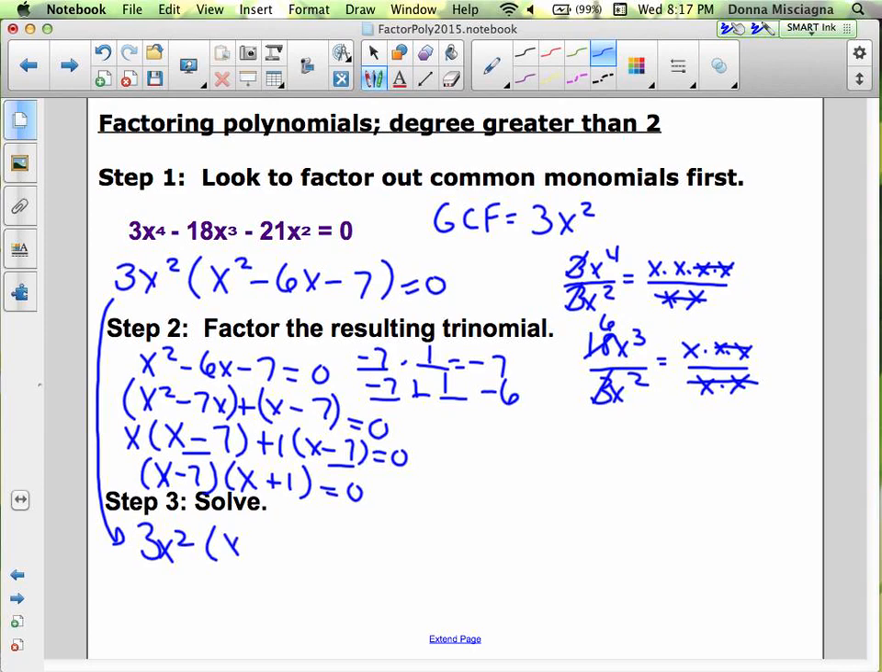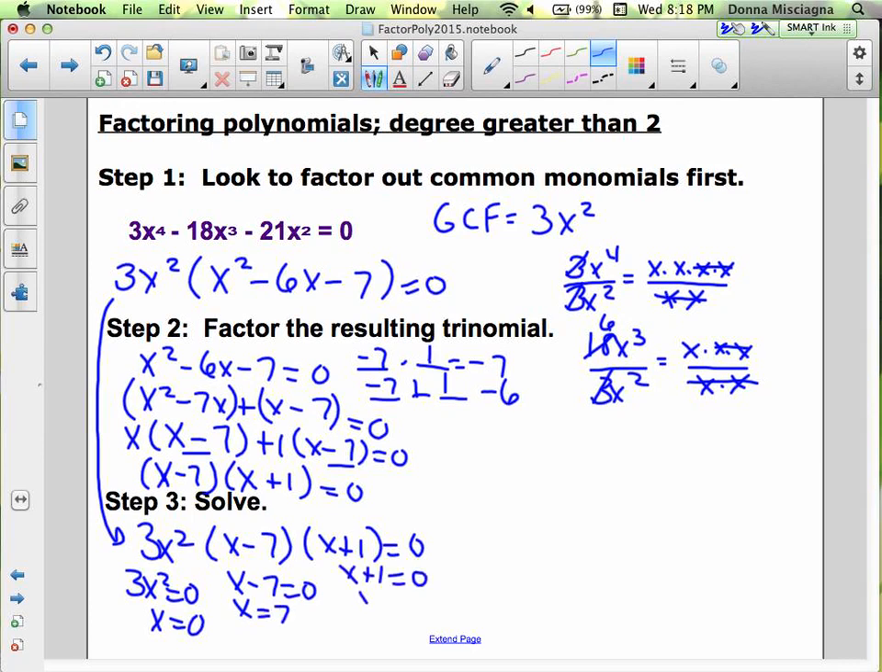So now we can set our factors equal to 0 and solve. The only new thing is we had to factor something else out first. So 3x squared equals 0. Well, you divide 0 by 3, it's still 0. You take the square root of 0, it's still 0. So x equals 0. And then we have x minus 7 equals 0, so we would add 7 to both sides. x equals 7. Then x plus 1 equals 0. Subtract 1 from both sides. x is negative 1.